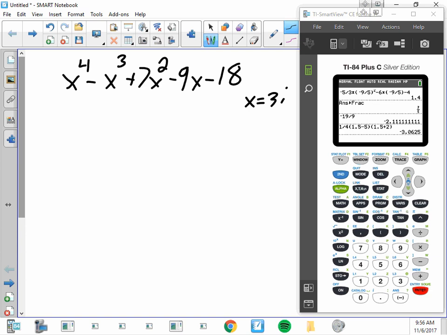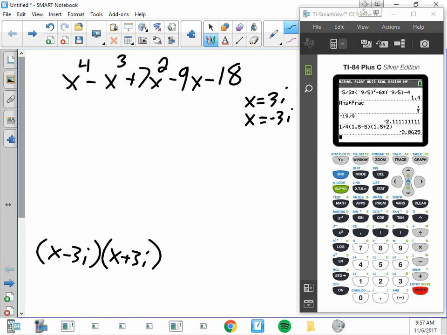Okay? Well, I know that one root is 3i, so the other root must be negative 3i. So I'm halfway there. I know x equals negative 3i, and as far as the factors go, x minus 3i and x plus 3i.